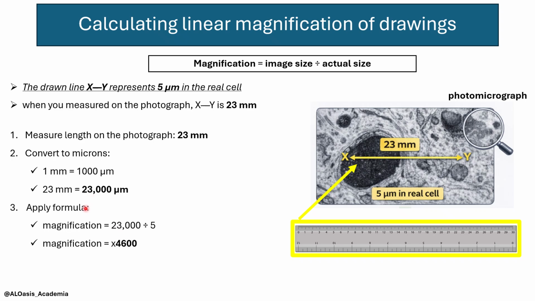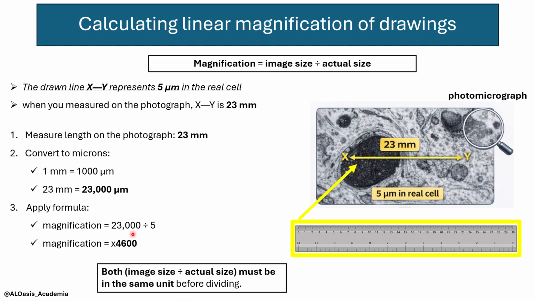If we plug all these numbers into the formula, we find that magnification equals 23,000 micrometers, which is our image size, the one that you physically measured, divided by 5 micrometers, the actual size that was given in the exam question. This means that the image is magnified 4,600 times. And remember, in magnifications, there are no units.